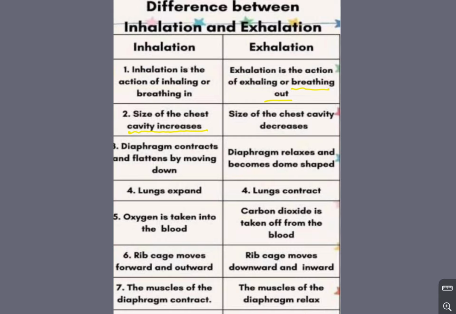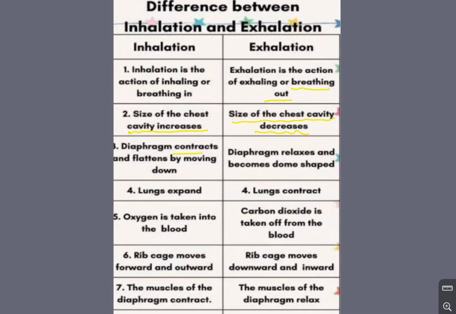Because you have to fill in air, it needs space, so definitely it should increase in size, right? In order to take out the air, it's like if you don't have space inside your room, there's less space, you have to kick some people out of the room, right? So there is less space, the air should go out, so the size of the chest cavity decreases and it pushes the air out from your body.